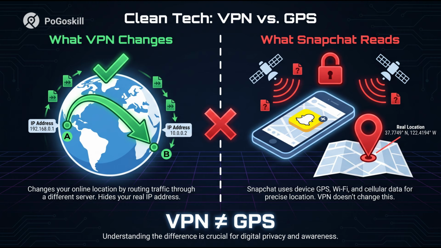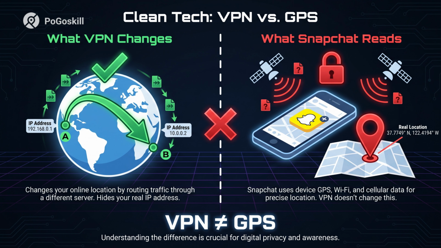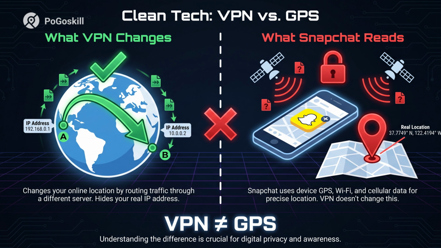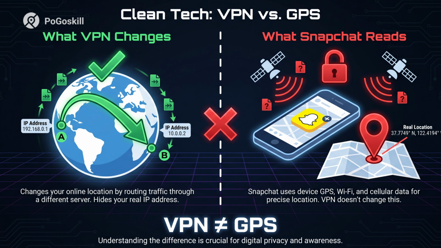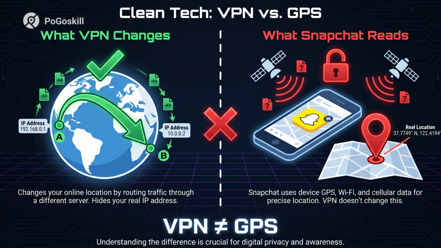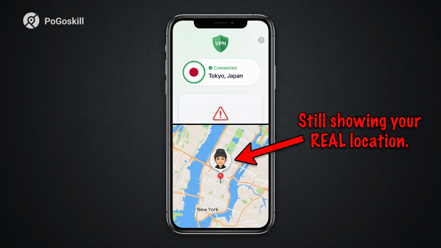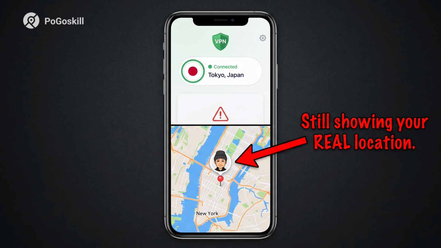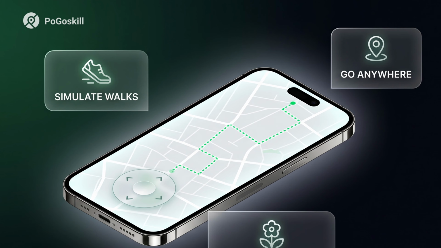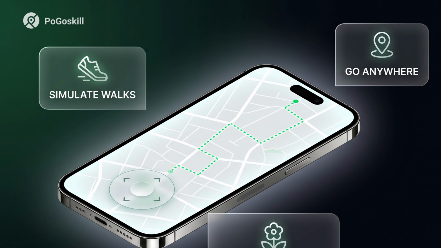Now, before we start, you might have seen people recommending VPNs for this. Here's why that doesn't work. Snapchat tracks your location through your phone's GPS hardware, not your IP address. So even if your VPN says you're in Tokyo, Snapchat still knows you're at home. What you actually need is a GPS location changer.